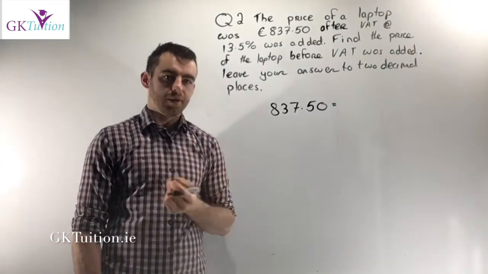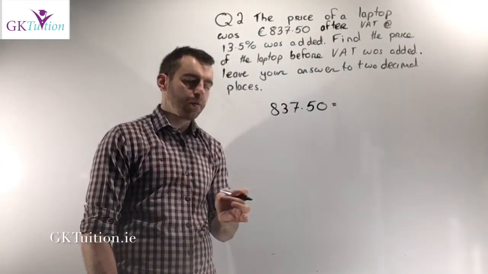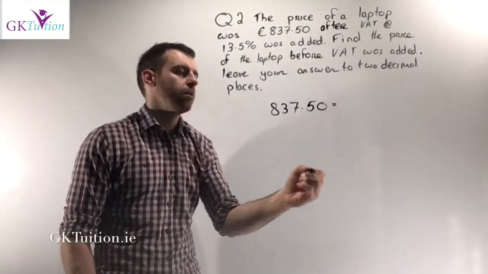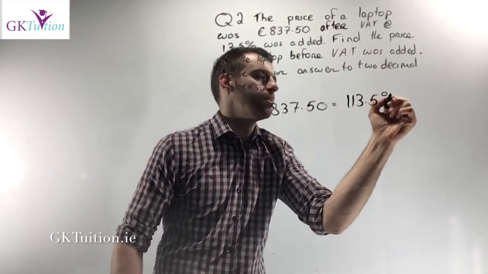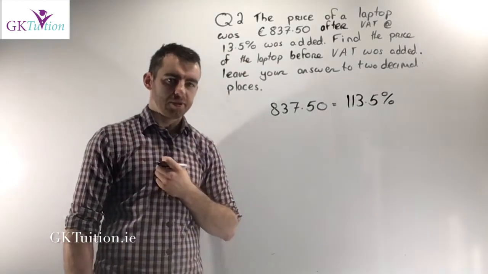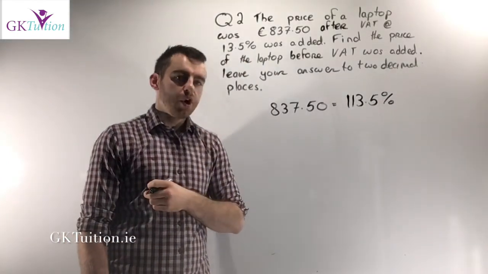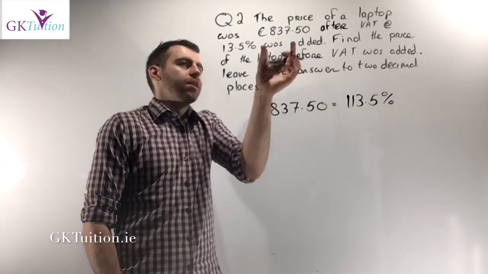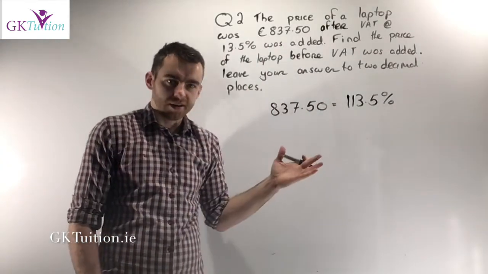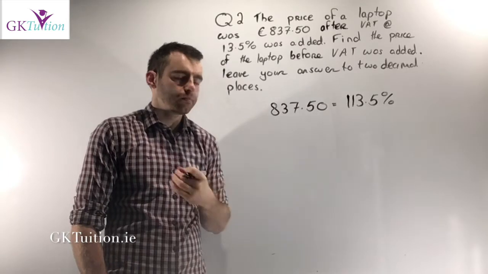So I know that if I walked into this shop, it would cost me €837.50 to buy this laptop. That is the price of the laptop plus the VAT that has been added on. So that is equivalent to 113.5% of the original price of the laptop. I want to work out what is 100%. How much would this laptop have cost if there was no VAT at all, if no tax was involved?